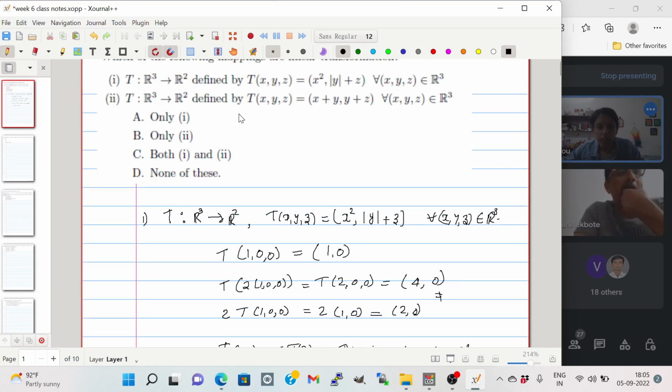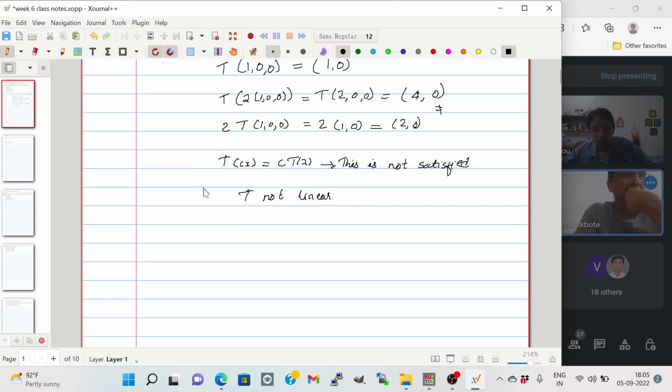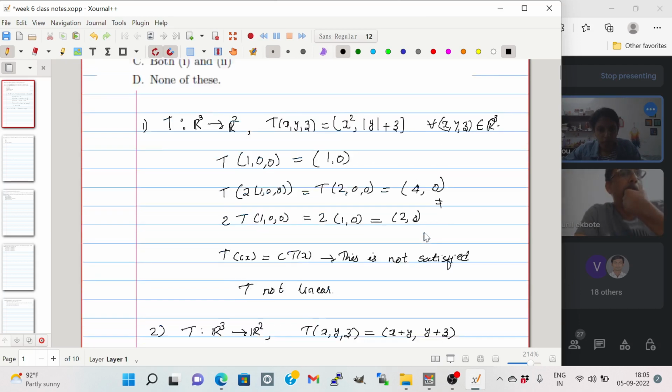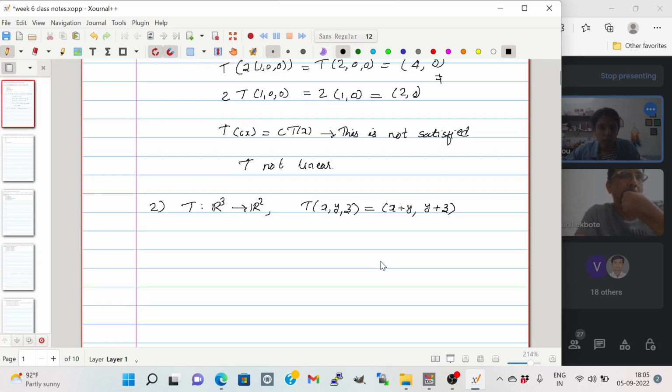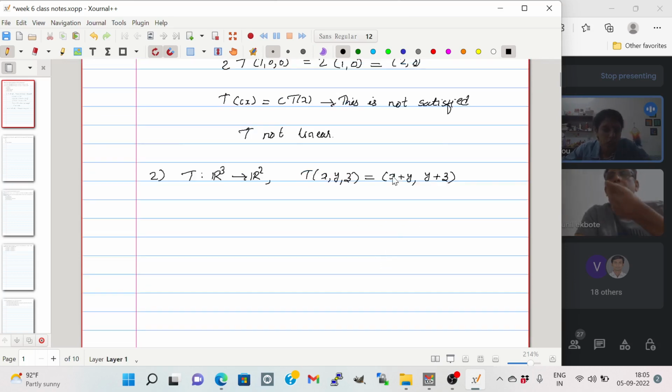Now let us go to the next one. The second map is T. Again T is from R3 to R2, and this is defined as T of xyz equals x plus y, y plus z. Okay. So what do you think, is this T linear or not? We will check. For that we need to check the addition and multiplication cases.